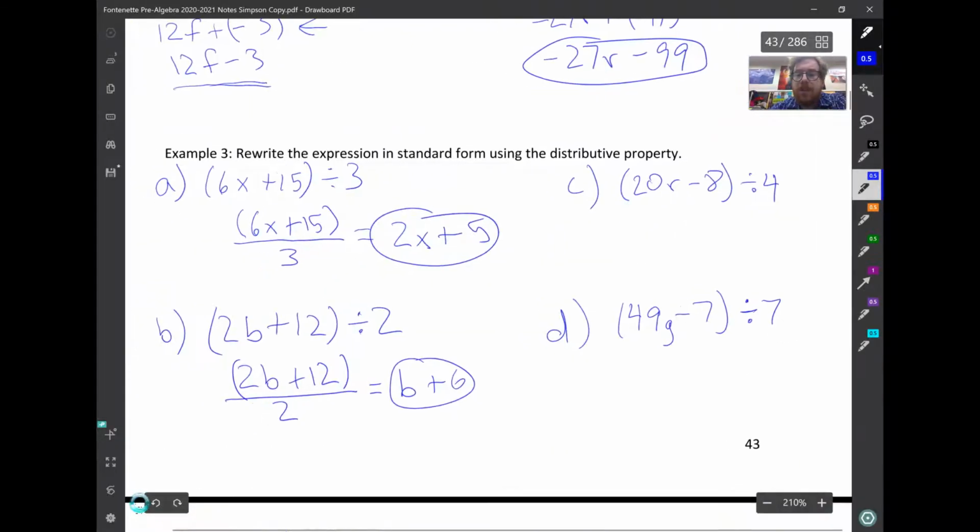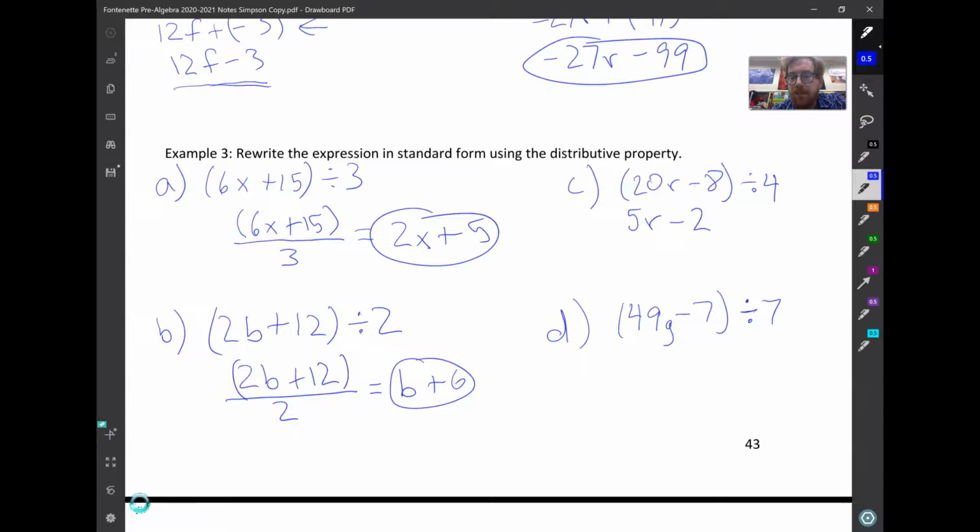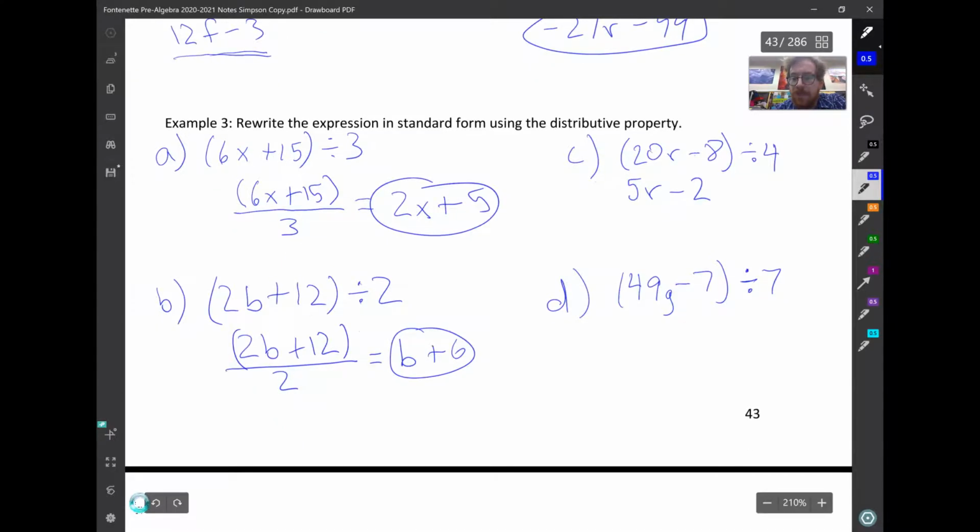All right, C, (20r minus 8) divided by 4. That will give me 20 divided by 4 is 5, and the r stays with it. Negative 8 divided by 4 will give me negative 2. And so, just like on the multiplication, each term gets divided by the thing outside the parentheses. So 49g divided by 7 is 7g, negative 7 divided by 7 is negative 1.